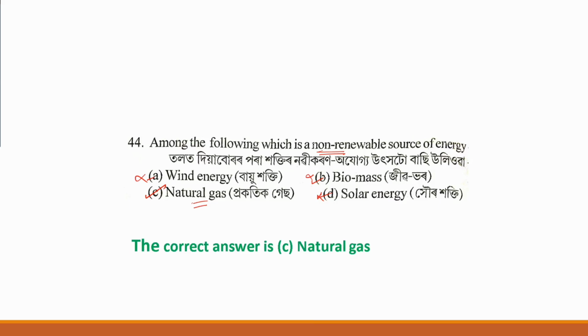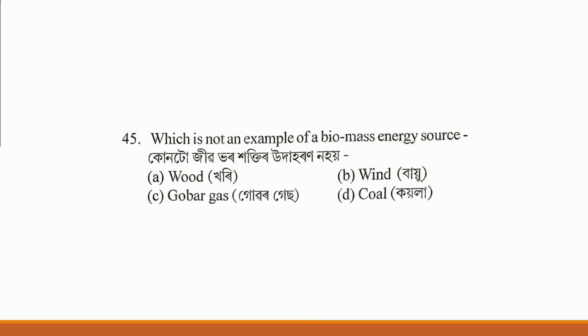Our last question, dear students, which is not an example of a biomass energy source? Option A, wood. Option B, wind. Option C, gobar gas. And option D, coal. So what will be the correct answer, dear students? The question is, which is not an example of a biomass energy source? Our correct option will be wind. Coal, gobar gas and wood, these are all related with the biomass energy sources. Wind is not a biomass energy source.